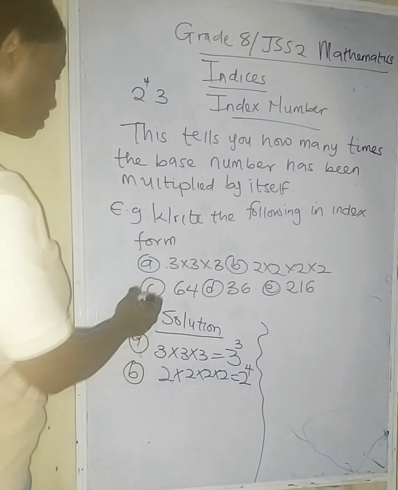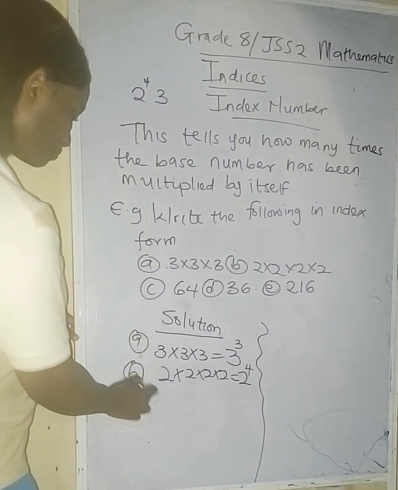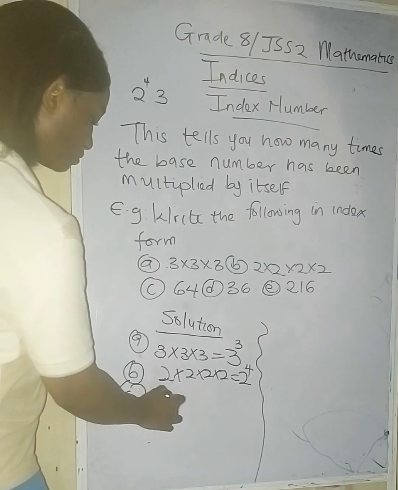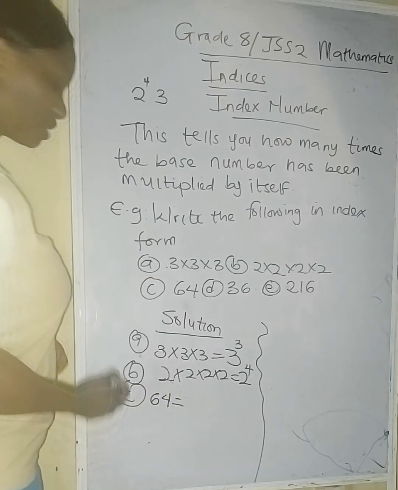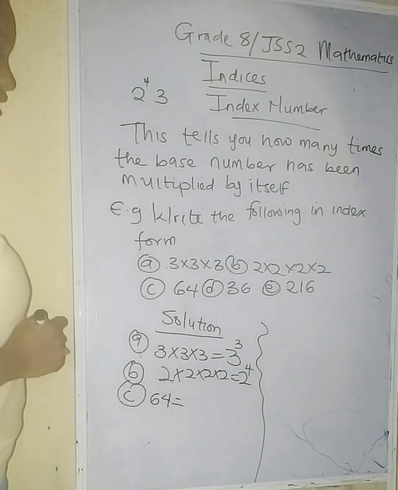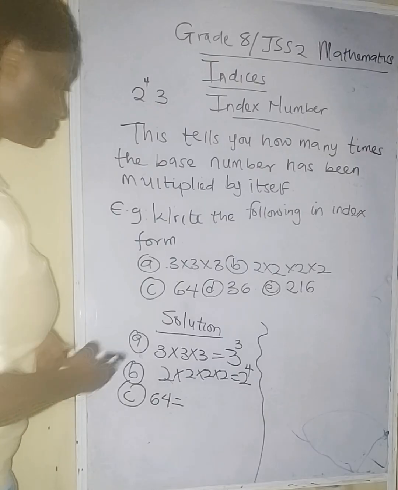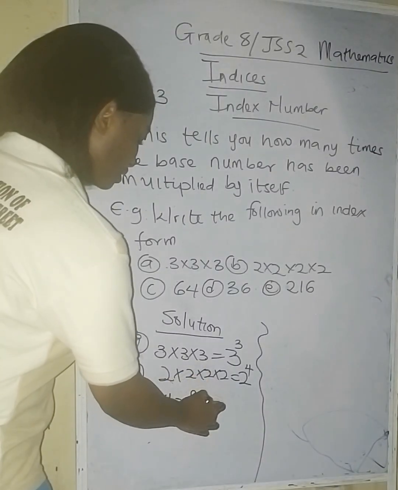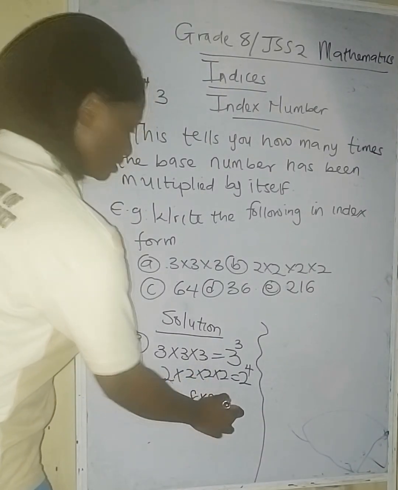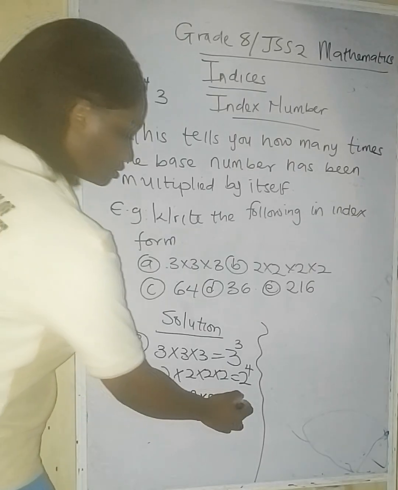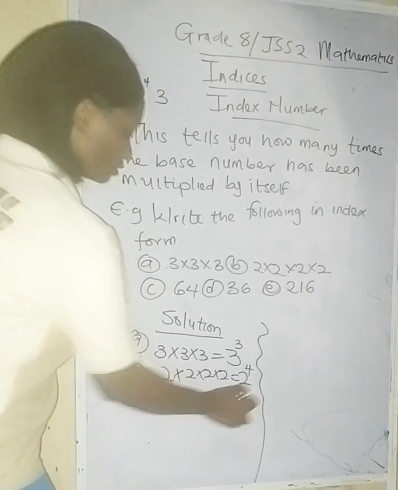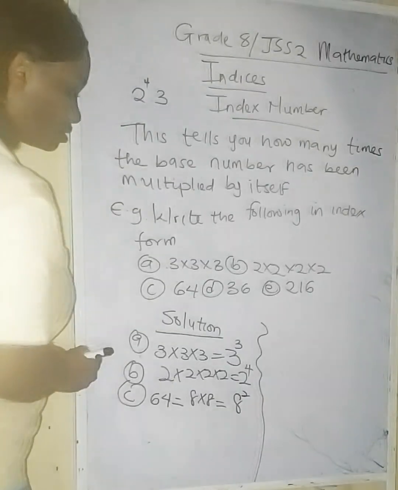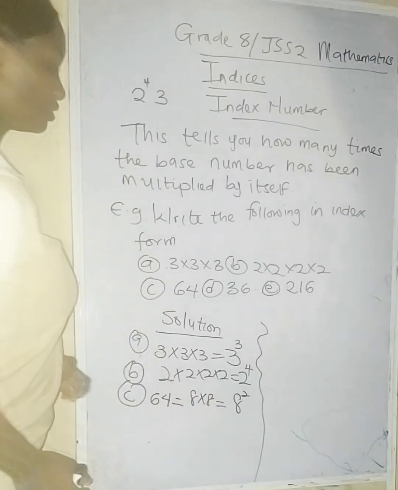The next one is 64. So what gives us 64? 8 times 8 gives us 64. So now let's do that. That is 8 times 8. And how many times does this 8 appear? Twice. It appears twice, 1 and 2. Are you seeing it now?